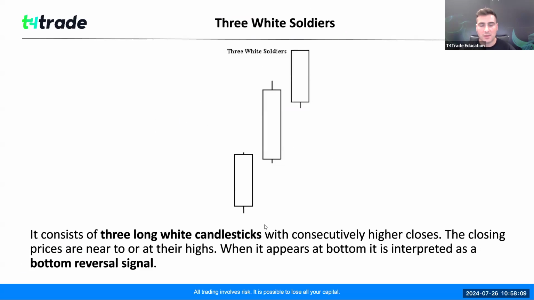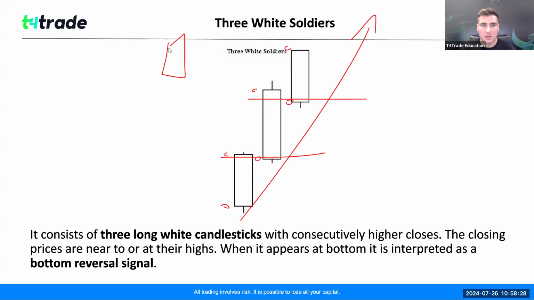So three white soldiers, completely the opposite. So open is here, close is here, open is here, close is here. Round and about the same area. Three bullish candles back to back. If you see this at a market bottom, this is a reversal kind of signal, a bottom reversal signal. It's a bullish indication that you may see the rebound taking further place going onwards.